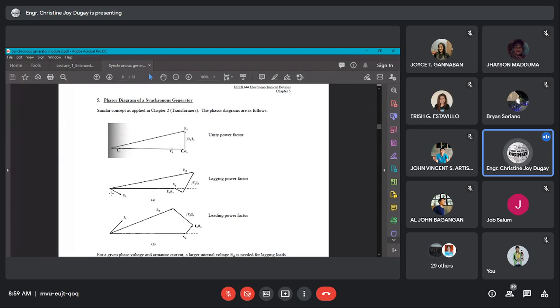That's why you can see here that the angle, or the direction of the angle, goes downward, since we assume that for lagging, it goes downward. While for leading power factor, it goes upward. So this is the upward one. If you notice here, our XS IA is always at 90 degrees.